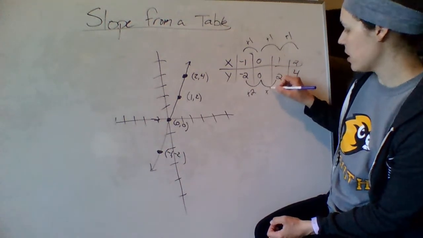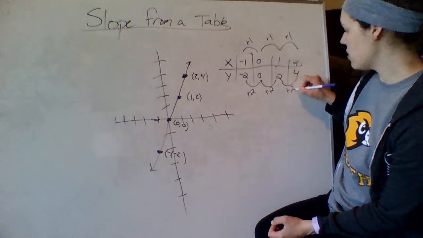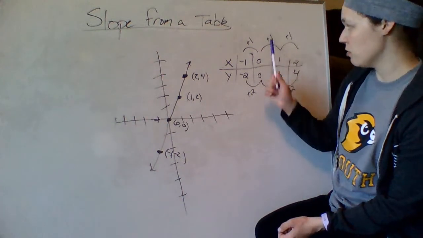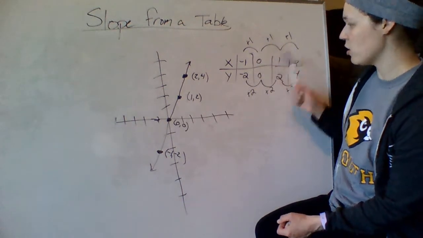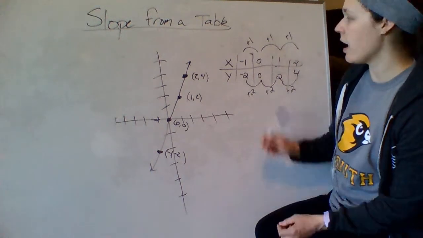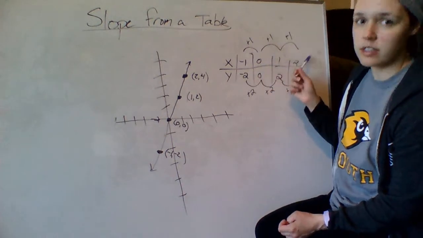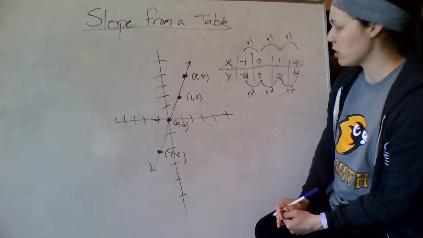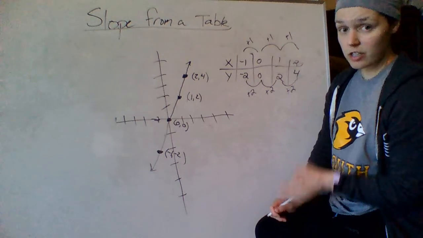0 to 2, plus 2. 2 to 4, plus 2. So I can tell these are linear because your x's all went up by 1s and your y's all went up by 2s. It's okay that x and y go up by different things, but I couldn't have my x go up by 1, then 3, then 7, and so on and so forth, okay? So this is actually your slope.